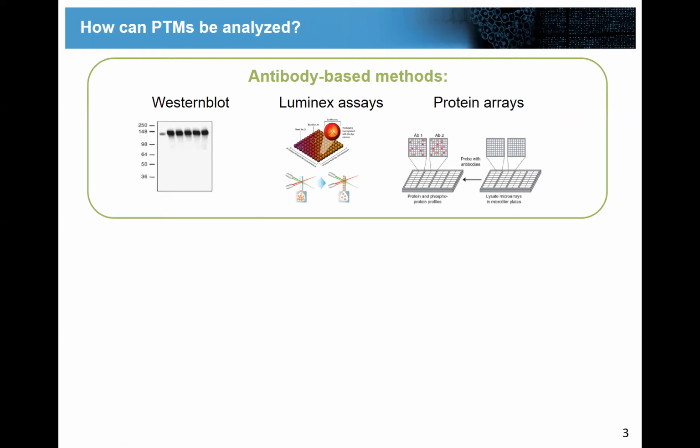One is the antibody-based method. That means you need an antibody that is specific for a certain PTM type, or maybe even for a specific PTM on a certain protein in a certain position. And then you can do Western blots, Luminex assays, or protein arrays. And the advantage of antibodies is the advantage every antibody assay has. It can be very selective. You can also do it with these arrays in high throughput, but you need to have this specific well-working antibody, which especially for PTMs is something that is hardly ever the case.